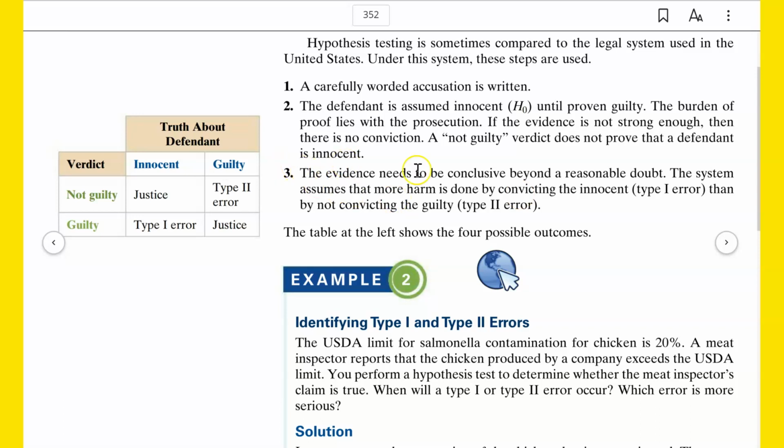Number 3, the evidence needs to be conclusive beyond a reasonable doubt. The system assumes that more harm is done by convicting the innocent, which is a type 1 error, than by not convicting the guilty, which would be a type 2 error. That's really interesting, isn't it?